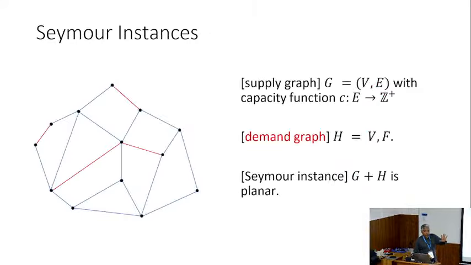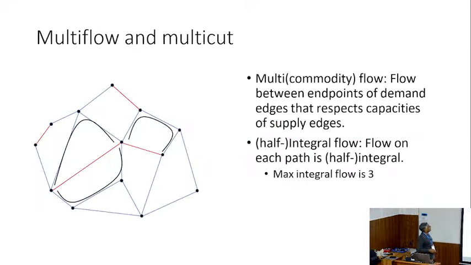So just so that you're all with me, what's a Seymour instance? You're given a supply graph with capacities on the edges, you're given a demand graph with, we'll assume, unit demand, and G plus H is planar. Now I'm going to introduce a new notion, which is what's called a multi-cut.